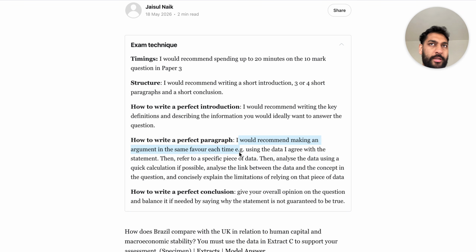Okay. So the paragraph should give your argument: I agree or I disagree, or the data supports blah, blah, blah. Reference which part of the data you're looking at. I'll go through some examples in a minute.